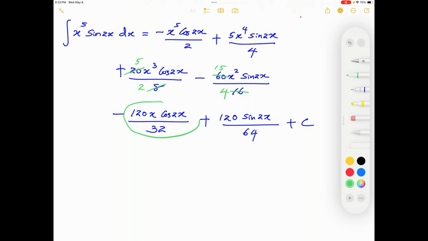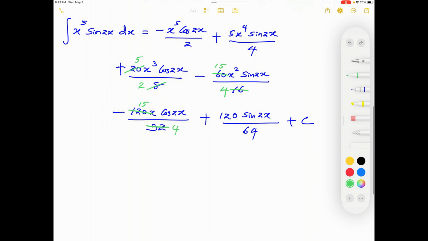Then we can pay attention to this term that also has some common factors. 8 is a common factor. 120 divided by 8 is equal to 15. 32 divided by 8 is equal to 4. And then we need to pay attention to this term, and 8 is a common factor again. 120 divided by 8 is 15. 64 divided by 8 is equal to 8.